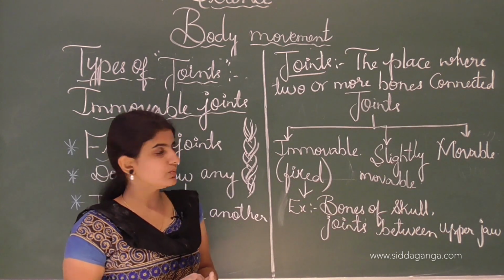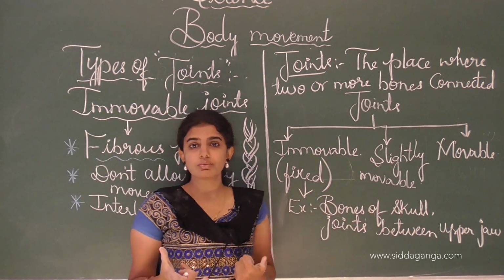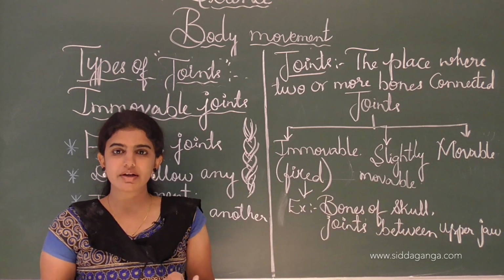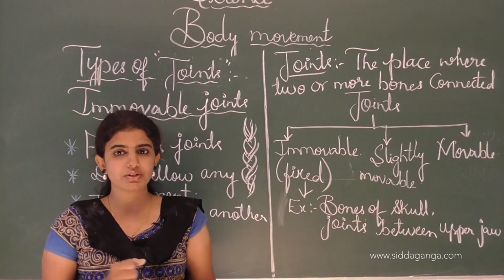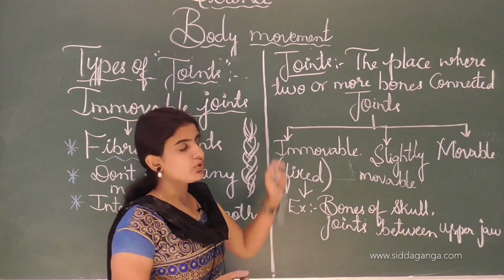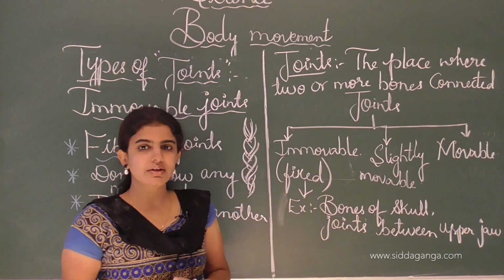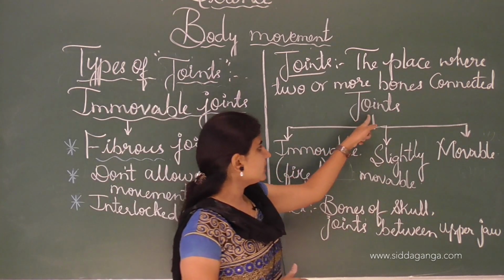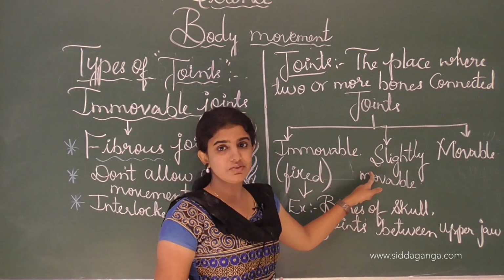See, two definitions will be there. The place where two or more bones are connected with each other or joined together is called a joint. One more definition: the place where two or more bones are connected is also called a joint. These joints are classified into three distinct types.